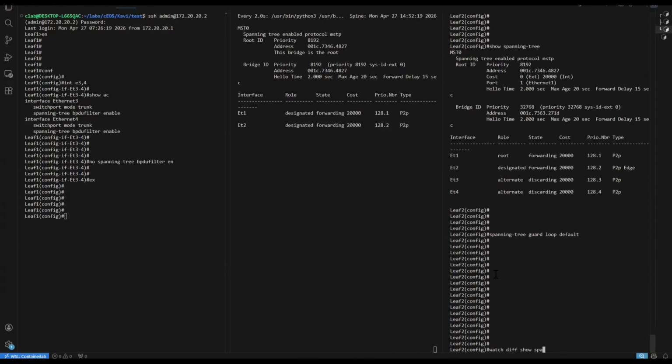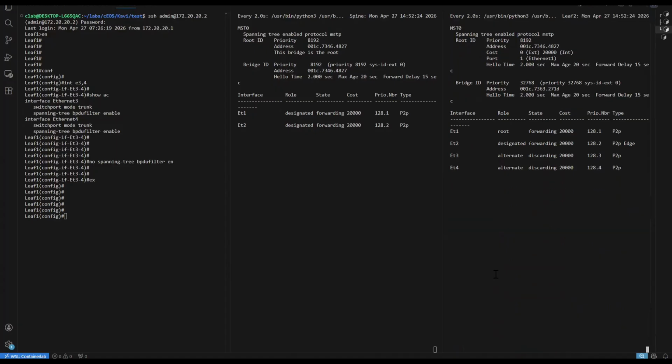So loop guard is enabled. Let me do the watch command. Before, we tested the BPDU filter with loop guard disabled on leaf 2. Now I enabled loop guard on leaf 2. Now I'm going to go to interface Ethernet 3 and 4. So now I'm going to say spanning-tree BPDU filter, and I'm going to say enable.